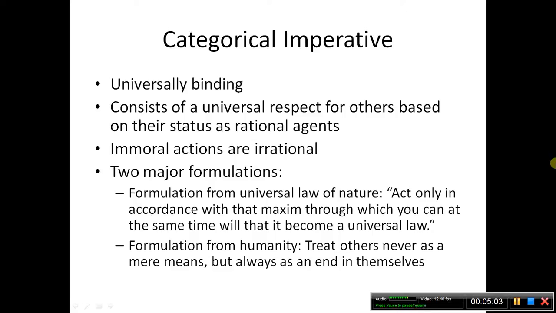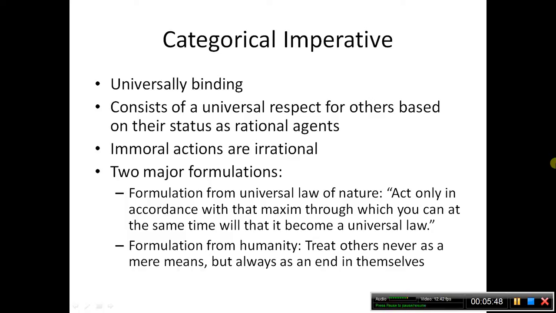This also works with other things like theft. In a world where people are just stealing things all the time, it's impossible to steal things. It's impossible for me to say, I'm going to steal this. Because what does it even mean to say that you're going to steal something in a world where no one really owns anything because everyone's just stealing it all the time? So, that is the formulation from the universal law of nature. And this also demonstrates that immoral actions are irrational, because if I do something that goes against the categorical imperative, Kant says that I'm making an exception for myself from the universal application of the categorical imperative.